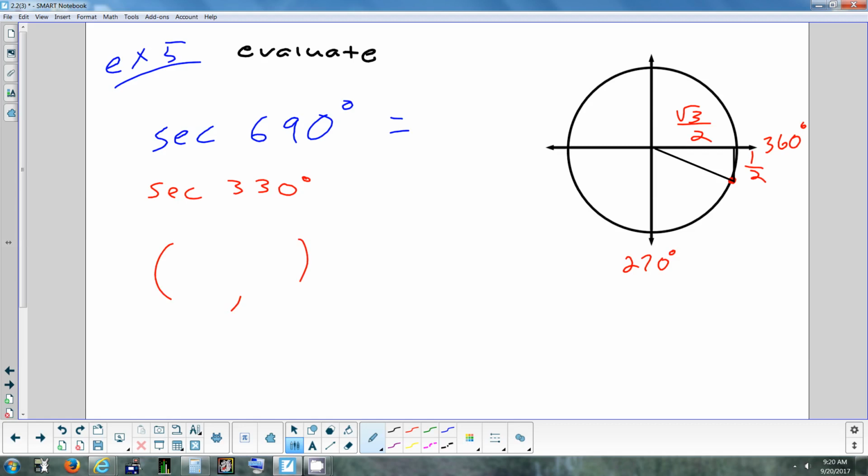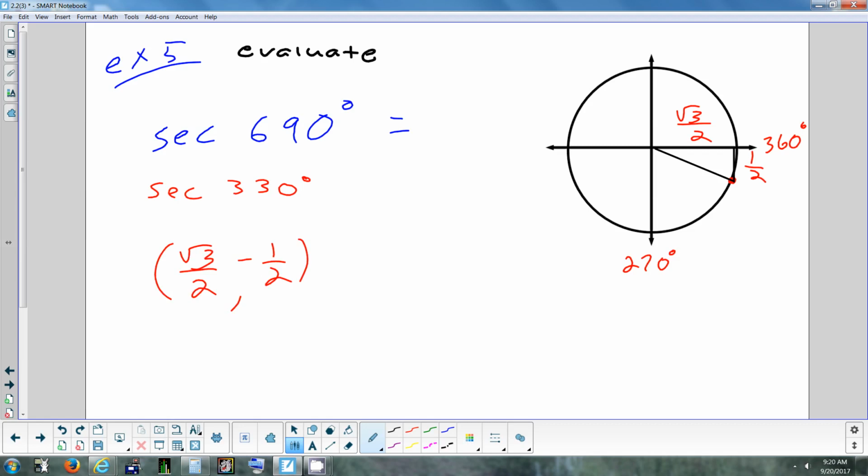You want to help him out? You're close, but we got to get that negative in the right spot. Root 3 over 2. Yes. The root 3 over 2 is positive because you're going to the right. That 1/2 is negative because you're going down. So that's your coordinate. And now the secant.